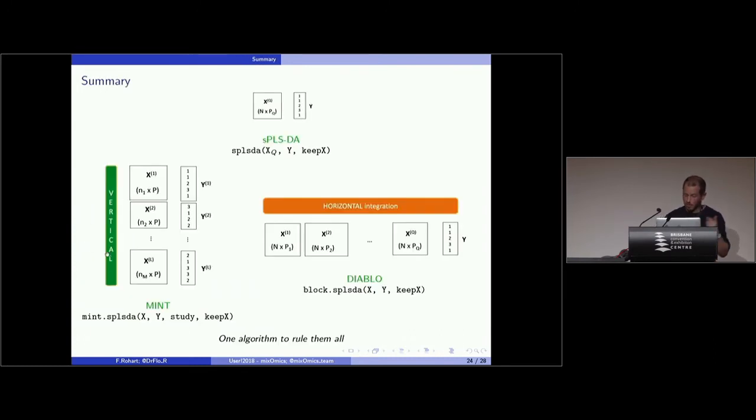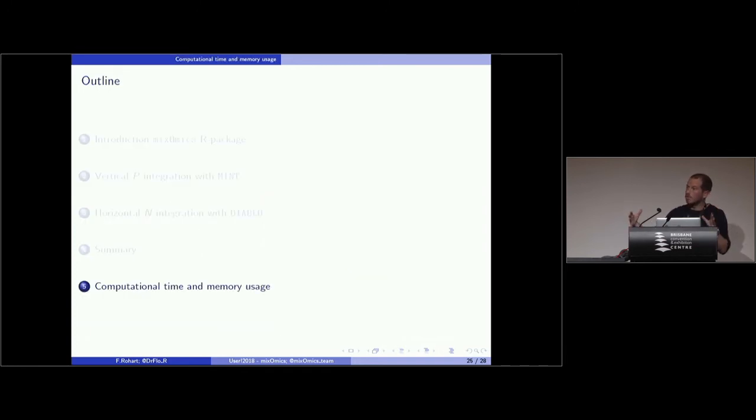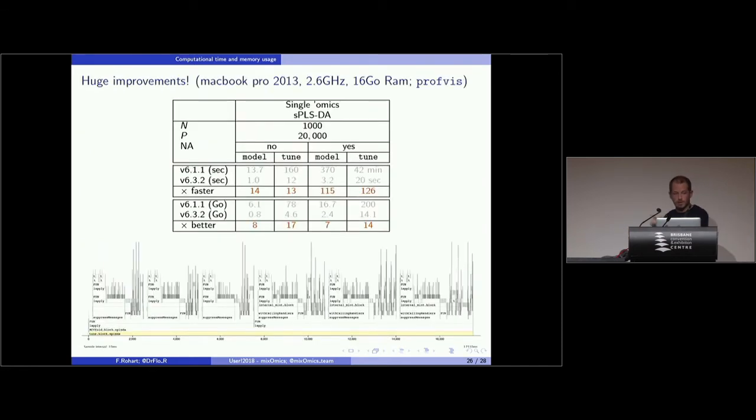And in mixOmics in the past year or so, we've developed everything with just one algorithm to rule everything. There's one function in mixOmics that does every method I've introduced so far. I just want to finish with the improvement over the past year, where if you look at the red line, I decreased the computational time by around 10 times, or 100 times if you have NA in your data. That was the main workload for the past year, improving our functions, and that's it.